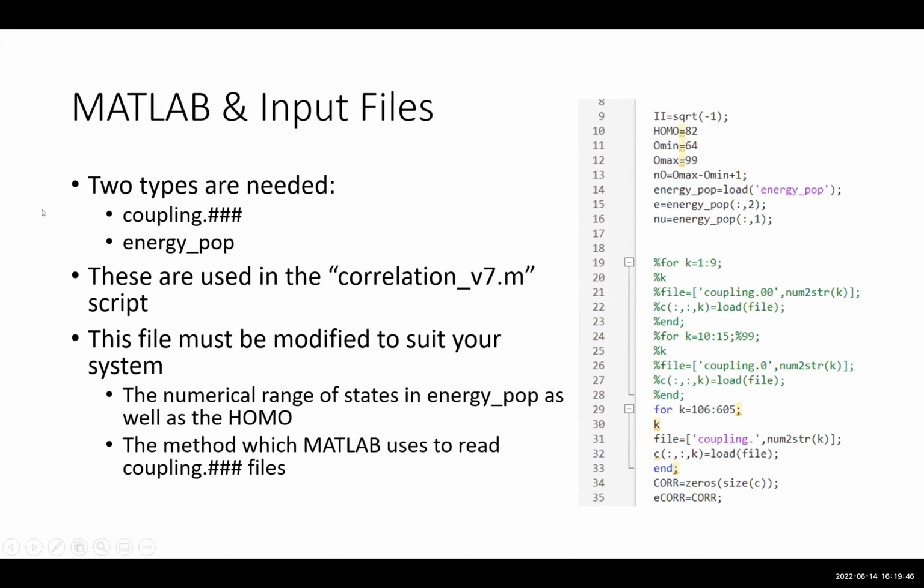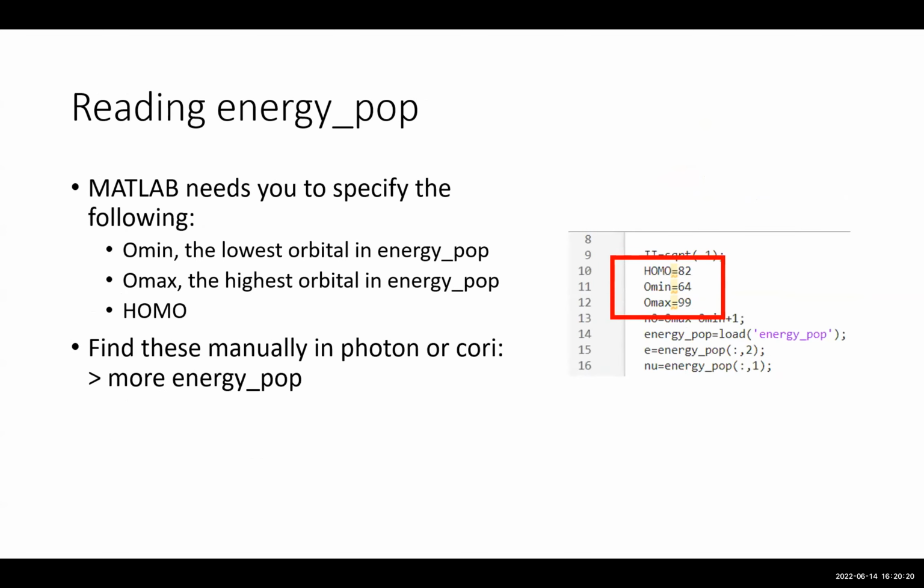These are using the correlation V7 MATLAB script, and you need to modify this script to include the range of states that you have in your energy box. So that's the lowest and the highest orbital, and then your HOMO as well. And then also the method. I'll go through the method in which MATLAB reads coupling files and why you need to use a different method across different runs.